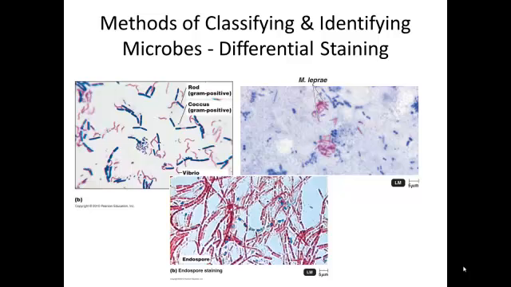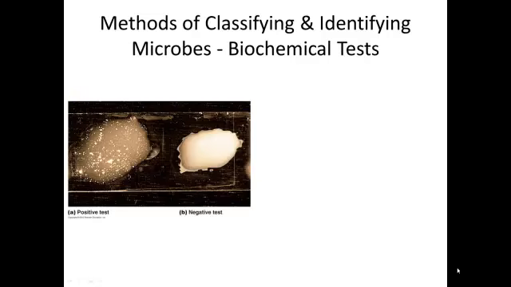Okay, all of these are staining techniques that tell us something about the composition or structure of the cell. Staining is all well and good, but we also use biochemical tests because that tells us what kind of enzymes the organism has. So this particular picture shows us a catalase test. Catalase is an enzyme that takes hydrogen peroxide and breaks it down into water and oxygen. So when you put a microbe into hydrogen peroxide, if it has catalase, then it bubbles. If it doesn't produce catalase, then it remains inert.